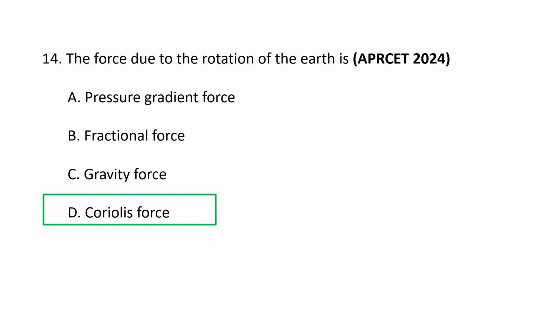The Coriolis force is an apparent force caused by the earth's rotation that deflects the path of moving objects. It causes a deflection to the right in the northern hemisphere and to the left in the southern hemisphere, which affects large-scale phenomena like global wind patterns and ocean currents. It is an apparent force because it is not a true physical force, but rather an effect of viewing motion from a rotating frame of reference. The force due to the rotation of the earth is Coriolis force. D is the correct option.